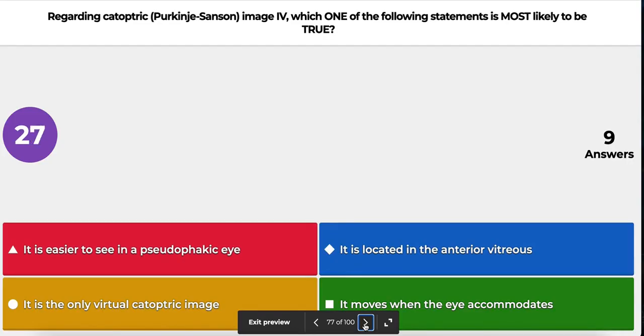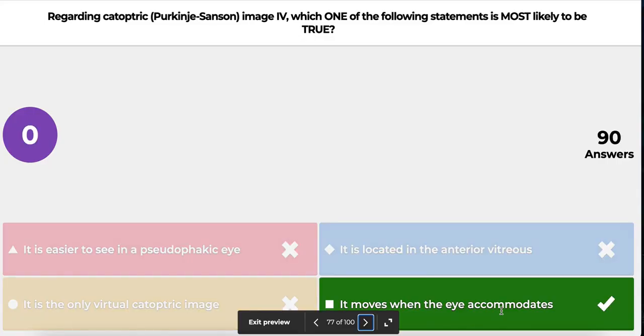The next question is about the catoptric images, again Purkinje-Sanson images. A, image 4 is easier to see in a pseudophakic eye, or B, it is located in the anterior vitreous, or C, it is the only virtual catoptric image, or D, it moves when the eye accommodates. So 4 is the right answer, or D is the right answer. It moves when the eye accommodates. This is the correct answer.